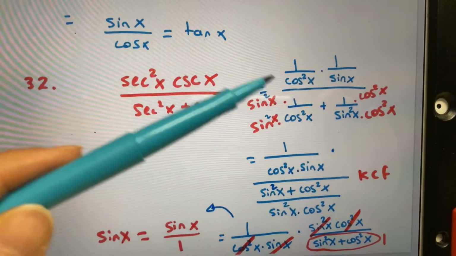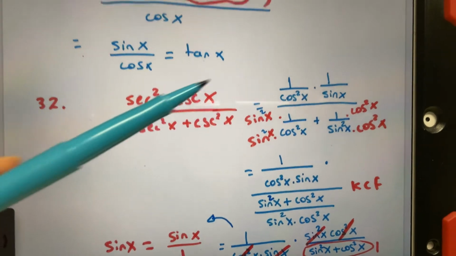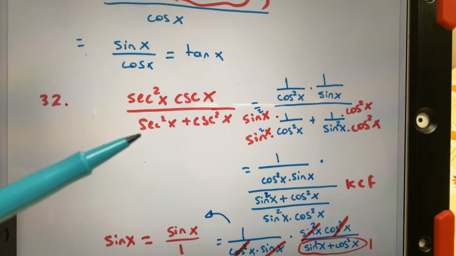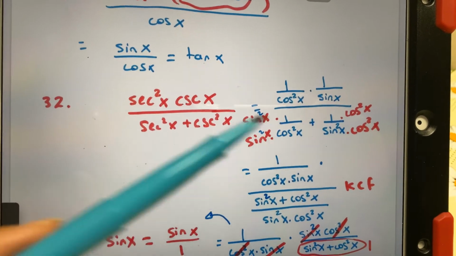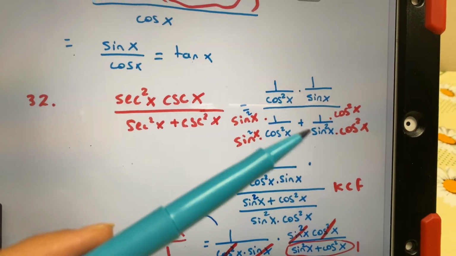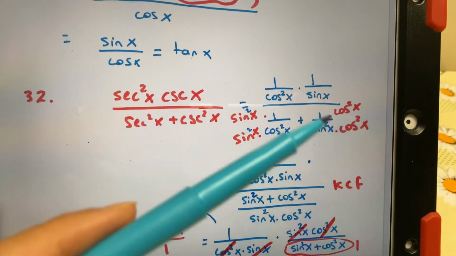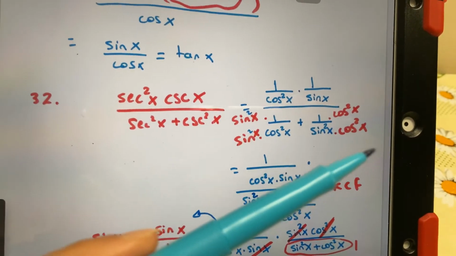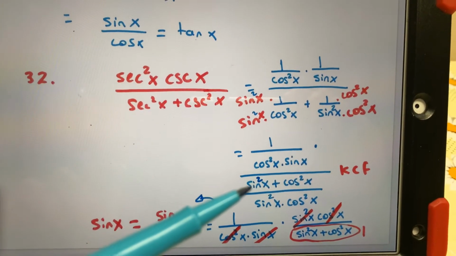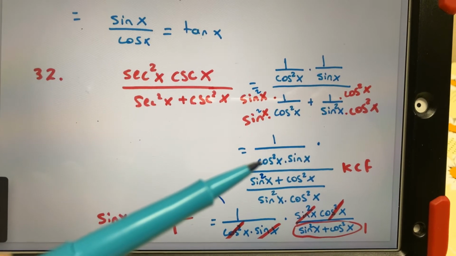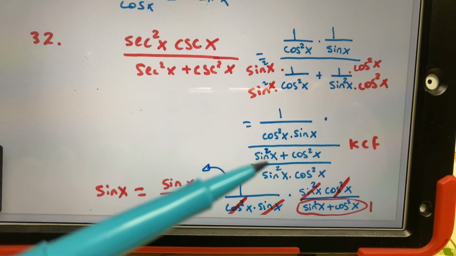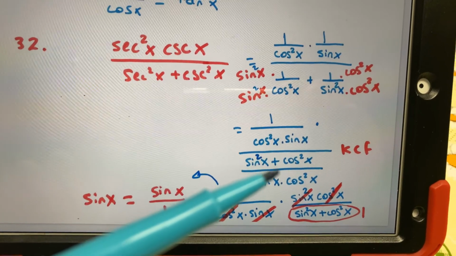So secant is 1 over cosine. Since it's squared, it's squared. Cosecant is 1 over sine. It's not squared. Secant squared is 1 over cosine squared. Cosecant squared is 1 over sine squared. You're adding two fractions. You need a common denominator. You're going to multiply this by the second and this by the first. That's what I did here. When you multiply the bottom, you have to multiply the top. So 1 over cosine squared multiplied by sine squared, that's the top. And on the bottom, you get sine squared plus cosine squared.